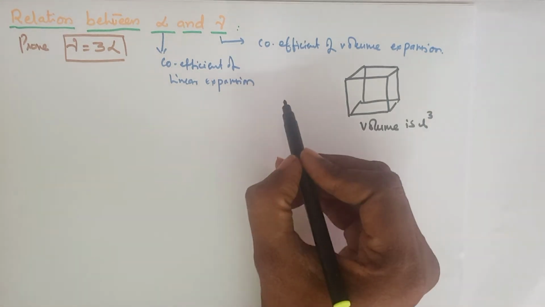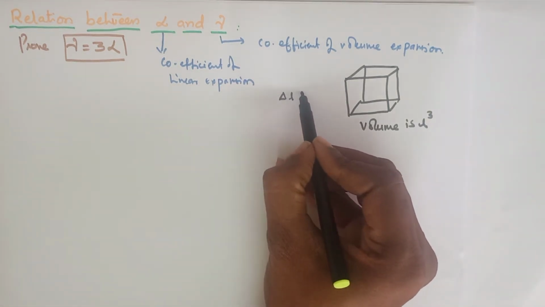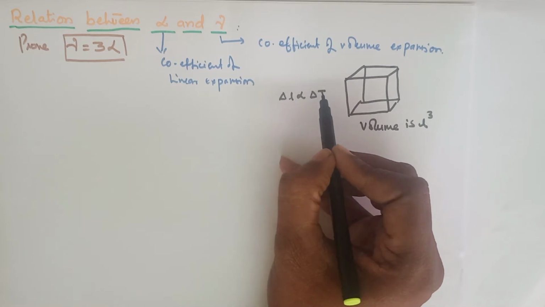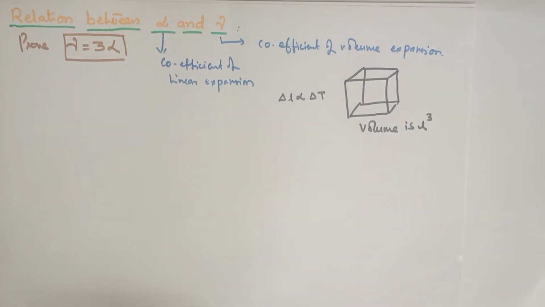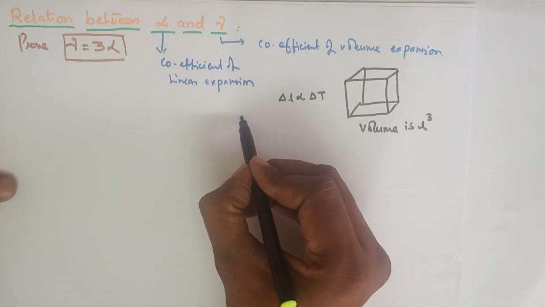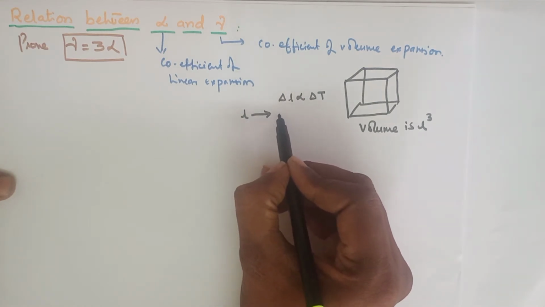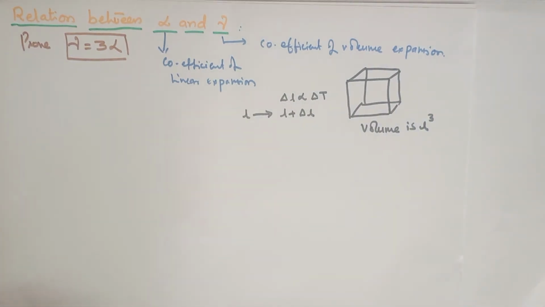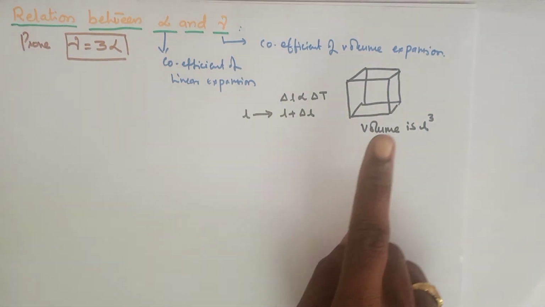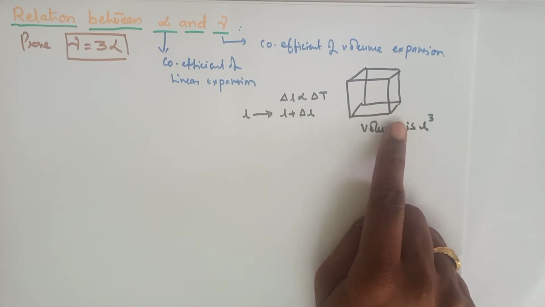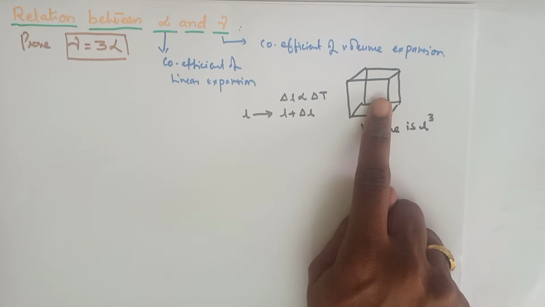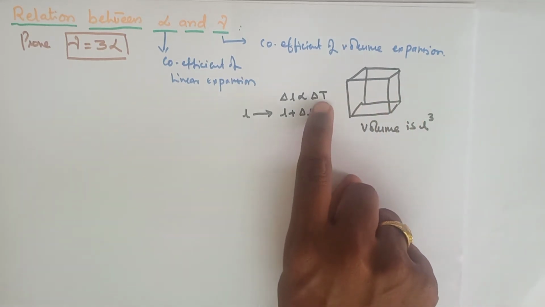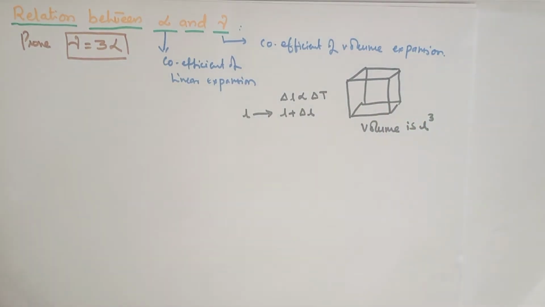So here delta L is directly proportional to delta T. So the length on each side can be increased. That becomes L plus delta L. So imagine this is a cube of length L that expands equally in all directions when temperature is raised by delta T. Right?